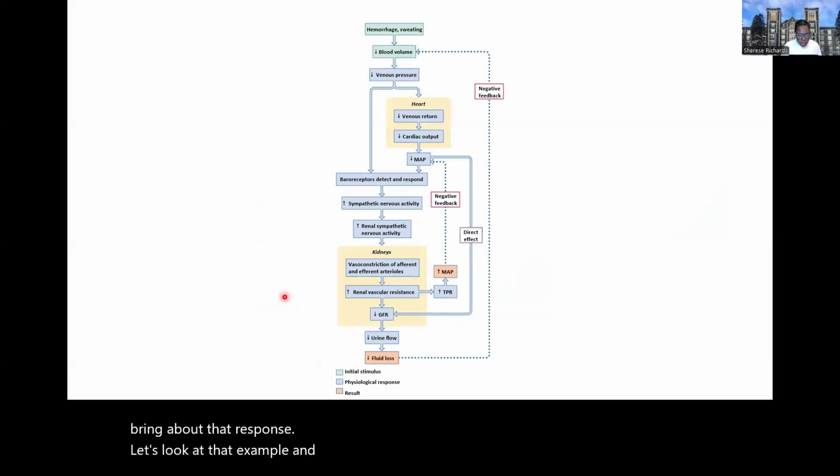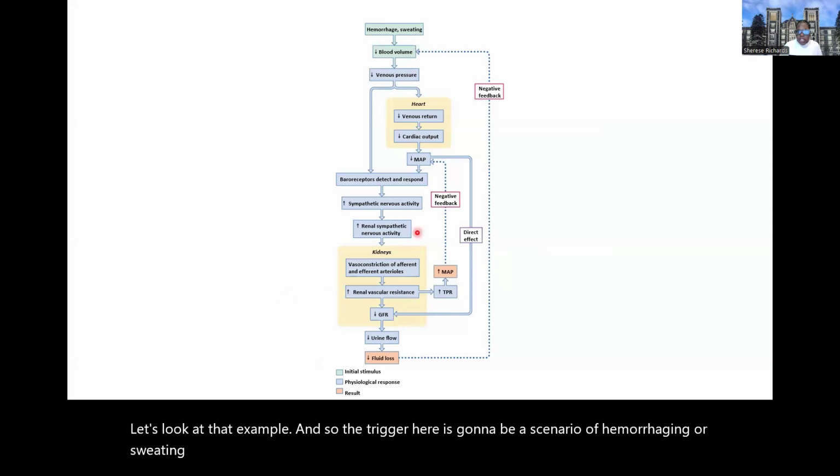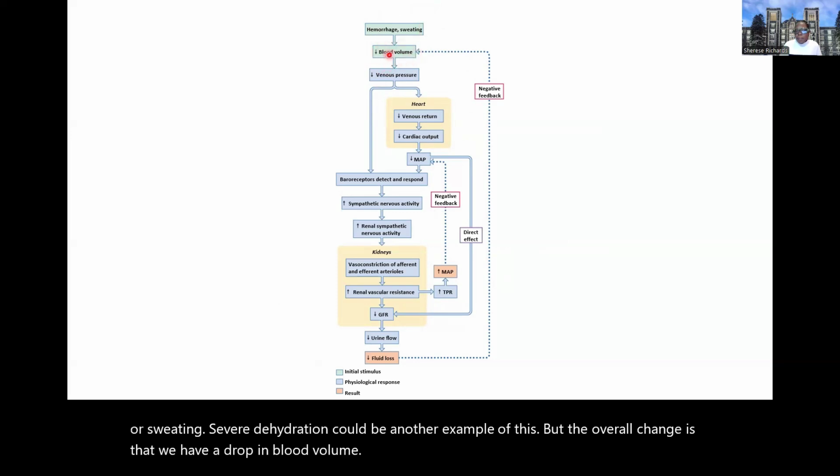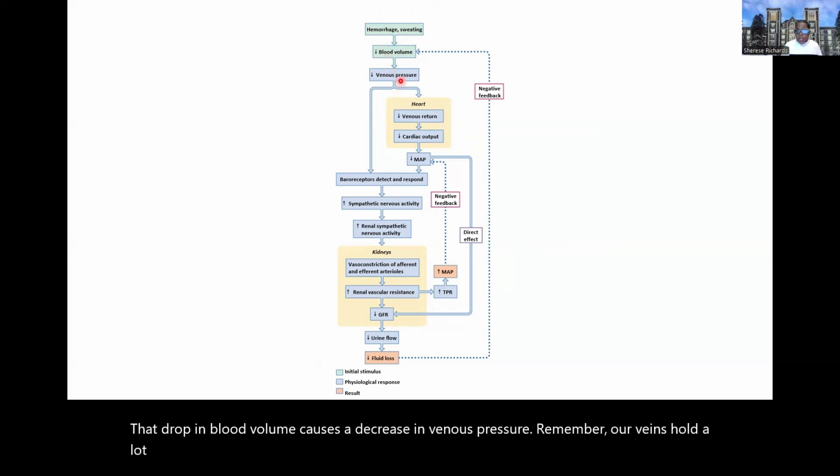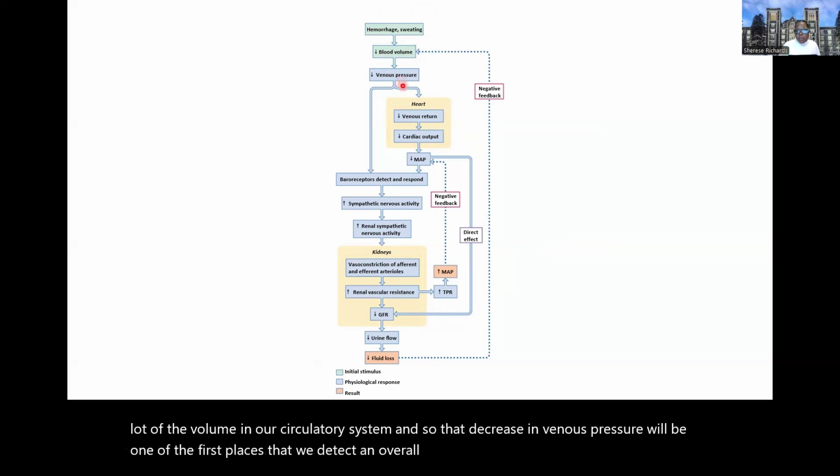And so the trigger here is going to be a scenario of hemorrhaging or sweating. Severe dehydration can be another example of this. But the overall change is that we have a drop in blood volume. That drop in blood volume causes a decrease in venous pressure. Remember, our veins hold a lot of the volume in our circulatory system. And so that decrease in venous pressure will be one of the first places that we detect an overall drop in blood volume. That results in two things.